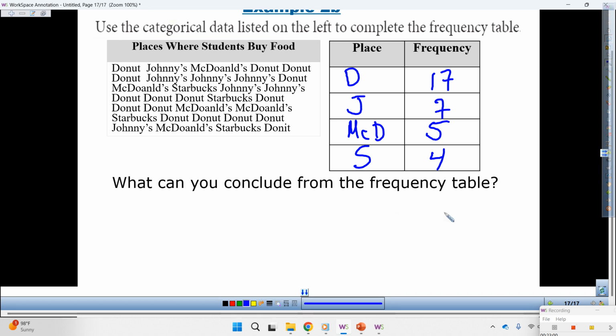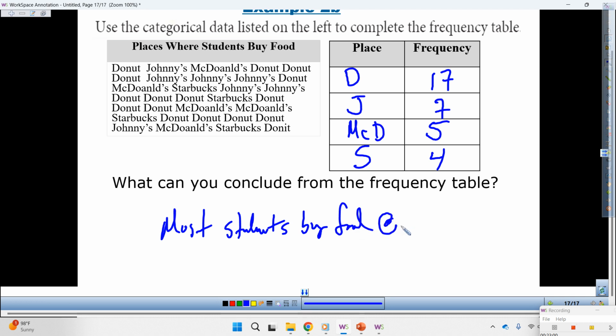Conclusion. Tell your neighbor your conclusion for that data. Lourdes, what can you conclude? Most students buy food at Donut 10Q. And if you got that, everybody agree with that?